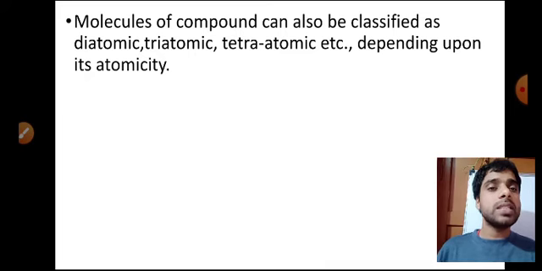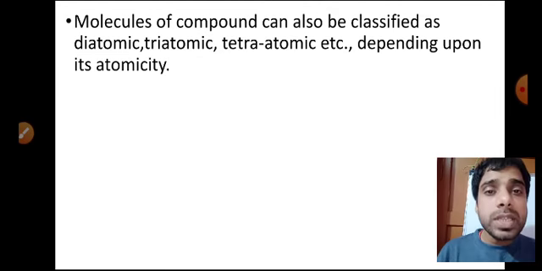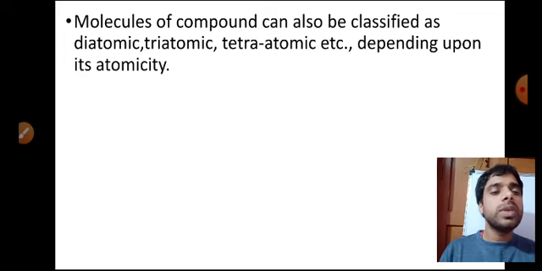How can you classify the molecules of compounds? They can be classified as diatomic, triatomic, tetraatomic. Monoatomic cannot be called a molecule of a compound, na? Why? Because compounds mean a combination of two atoms, but monoatomic is not a combination. Monoatomic is the single form of any atom, like helium, He, a single atom. But in molecules of compounds, atomicity should be greater than 1.